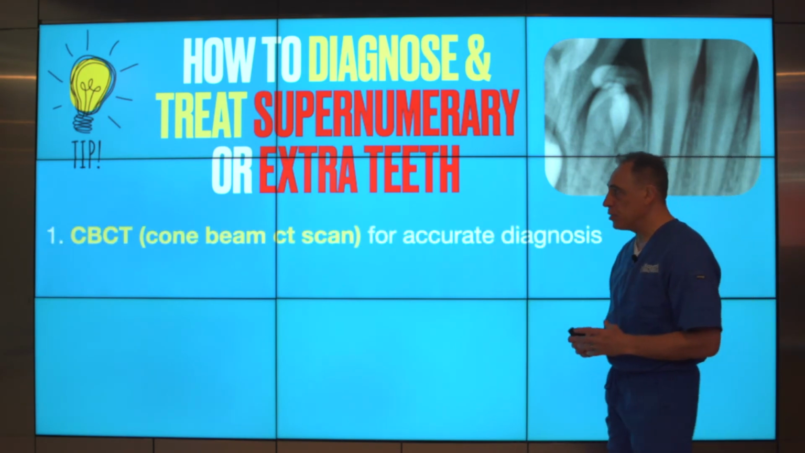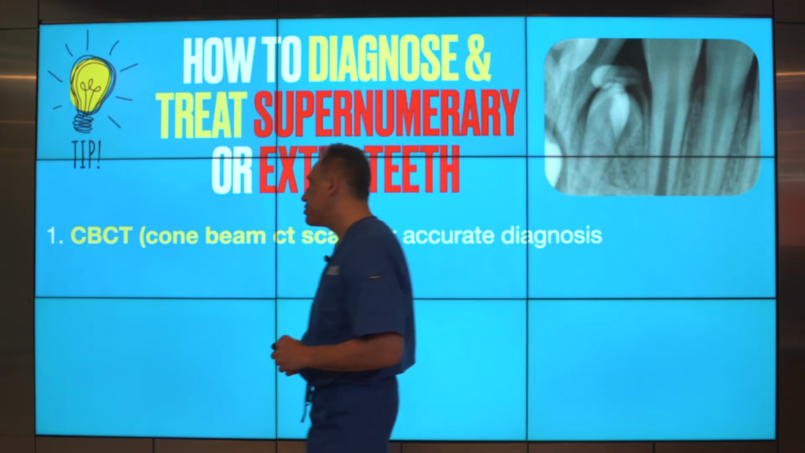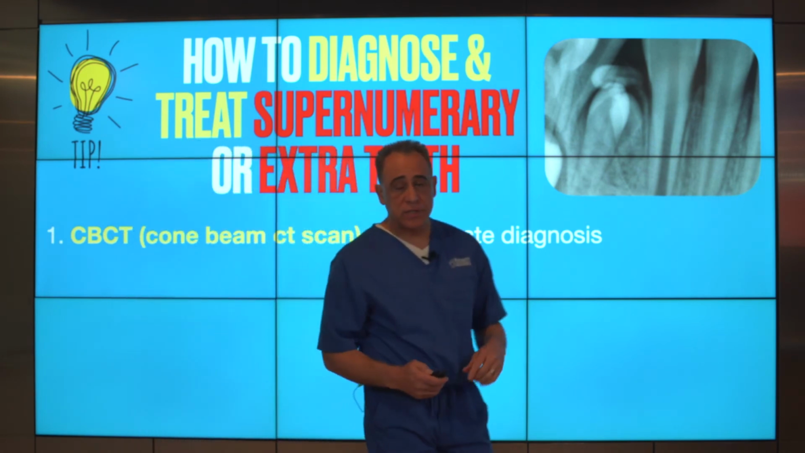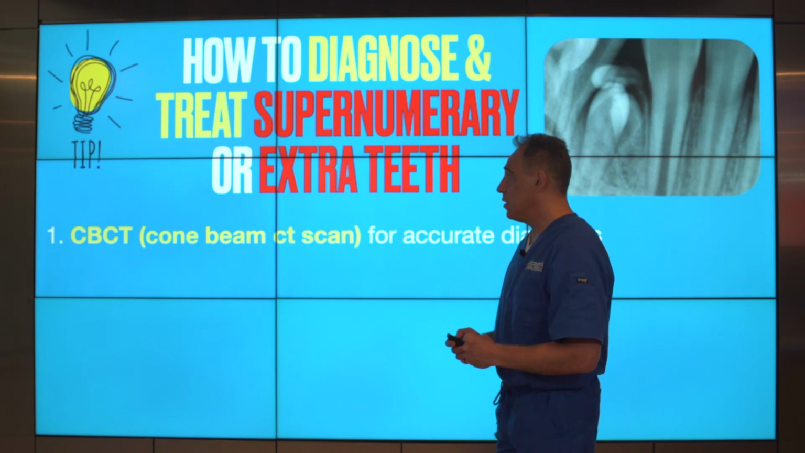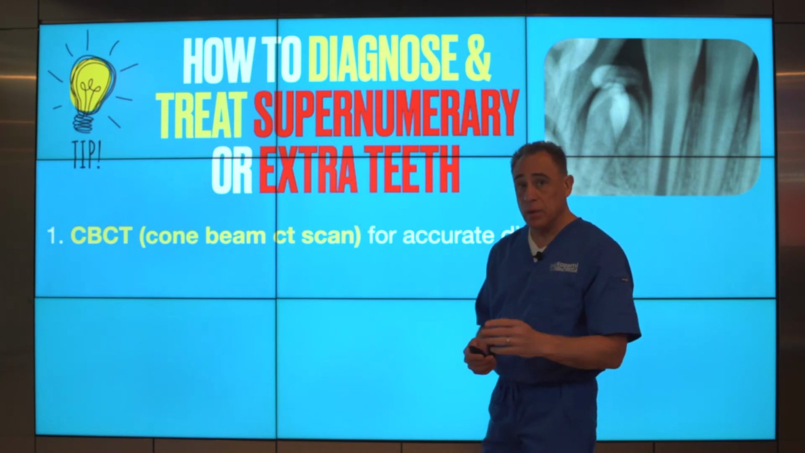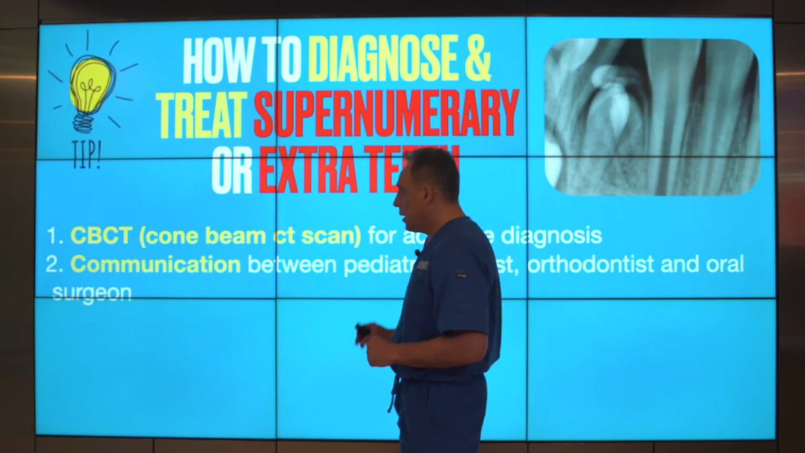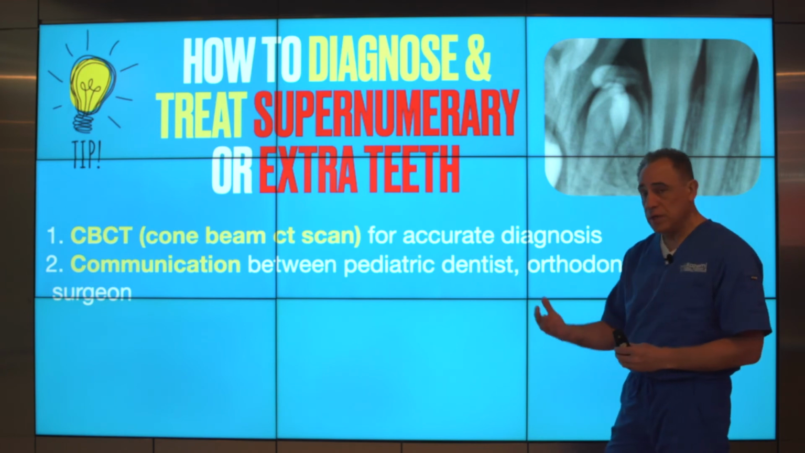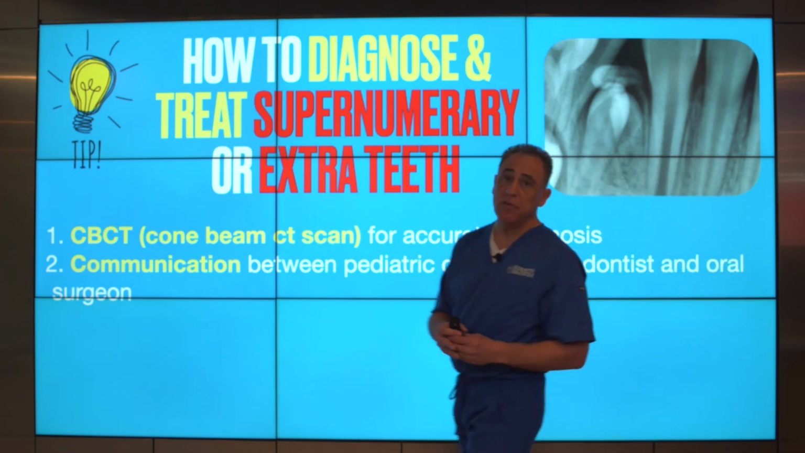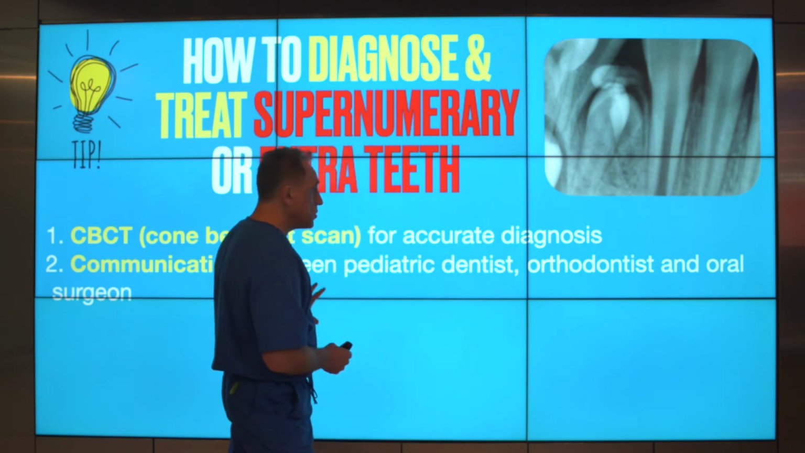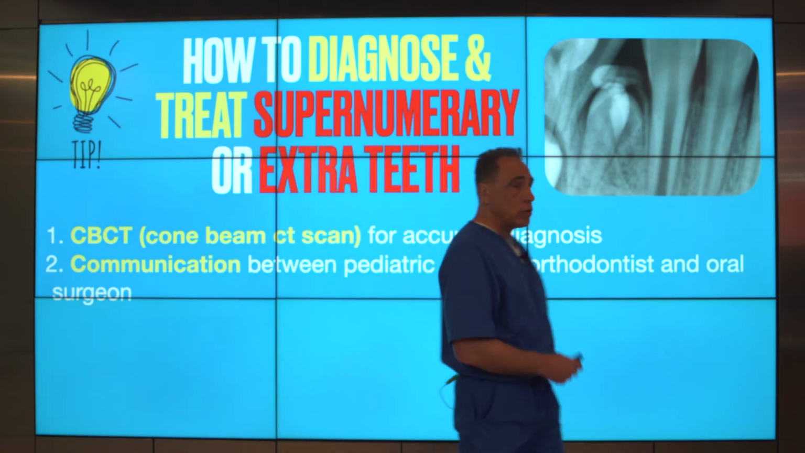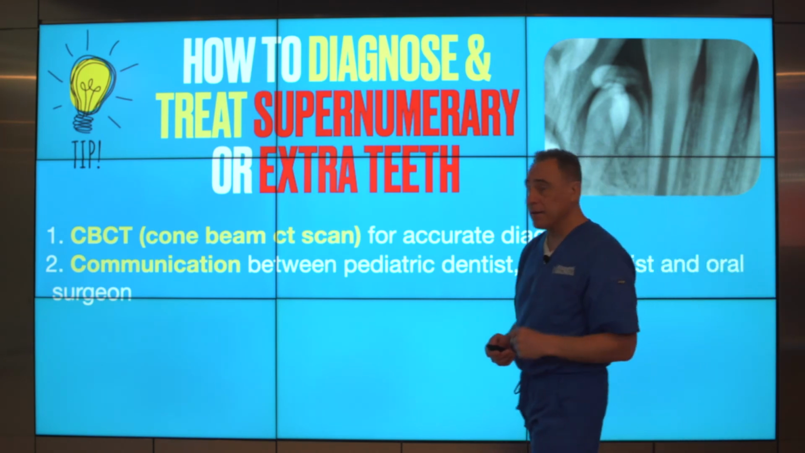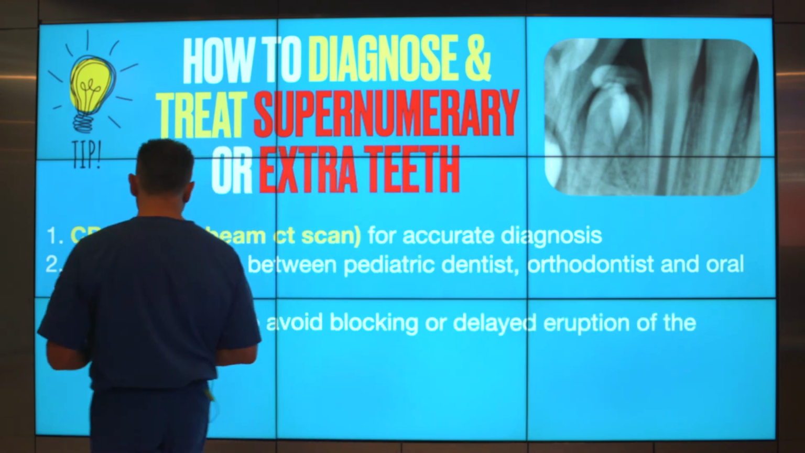So here are my tips on how to diagnose and treat supernumerary or extra teeth. First of all, it's most important to have accurate diagnosis with the proper imaging. A cone beam CT scan is absolutely necessary for proper diagnosis, proper localization of the supernumerary teeth, and also to provide the best approach for their removal. It's really important to have close and clear communication between the treating doctors. Often a pediatric dentist is involved in the initial diagnosis, or an orthodontist, and of course an oral surgeon is often part of this team to provide the surgical solution and removal of the supernumerary teeth.